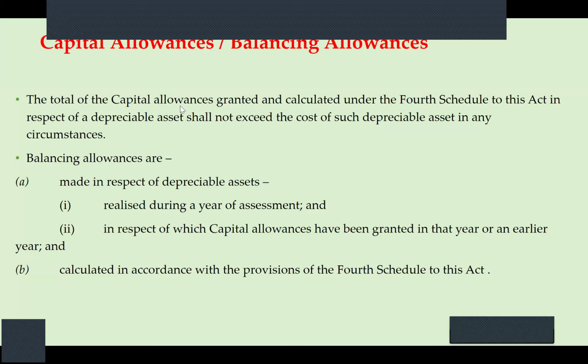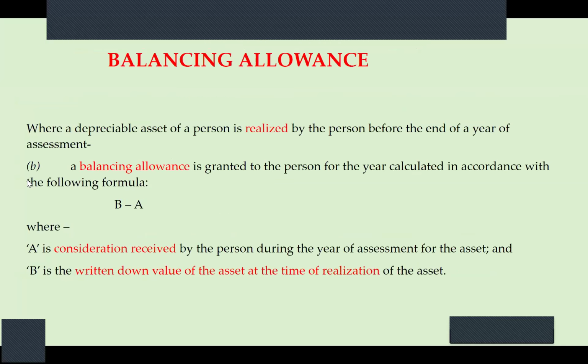So how do we calculate balancing allowance? It applies to an asset realized during the year of assessment and in respect of which capital allowances have been granted in that year of assessment. So this is the formula for the calculation of balancing allowance, which is the inverse of that profit, the assessable charge. Earlier we deducted B from A, now we are deducting A from B, vice versa. If B is deducted from A, then we will have an assessable charge. If it is an assessable charge, we have to include it in the business income. If B is higher than A, that means we have a loss. That loss can be deducted under section 16.